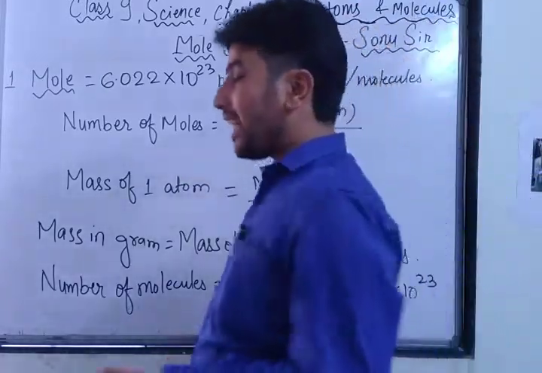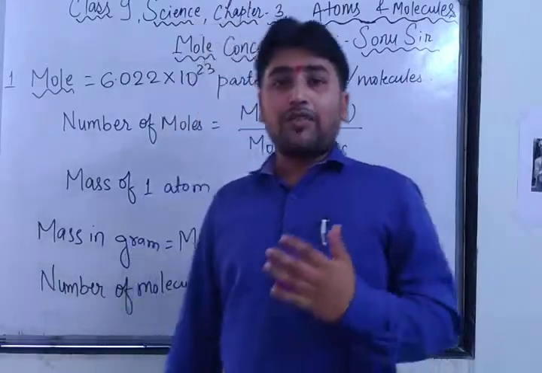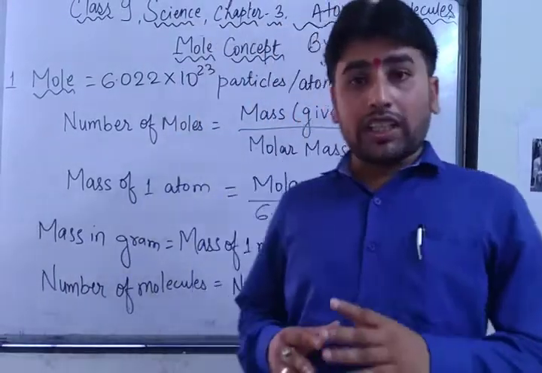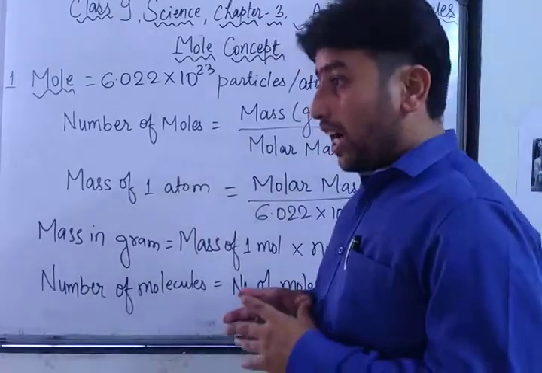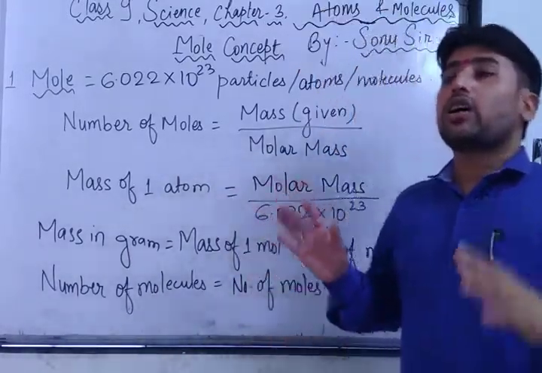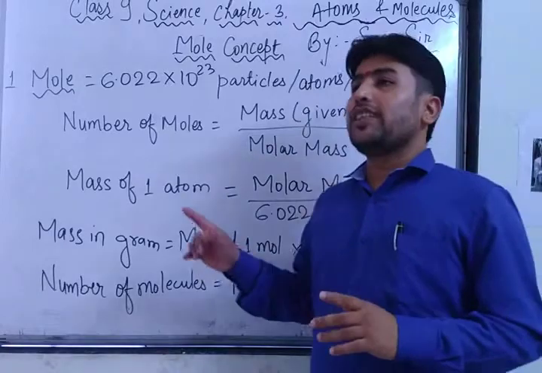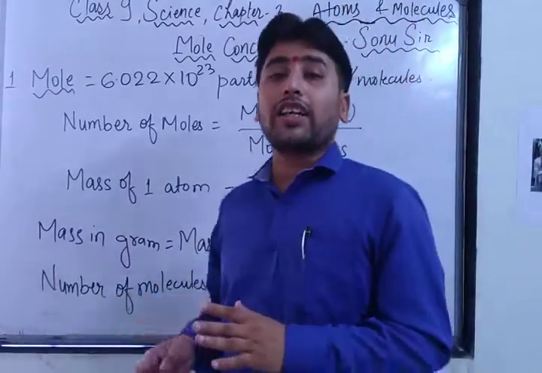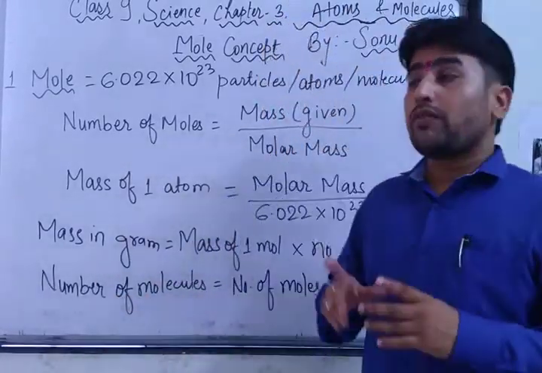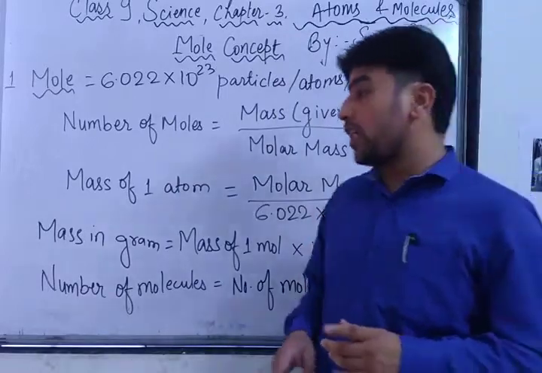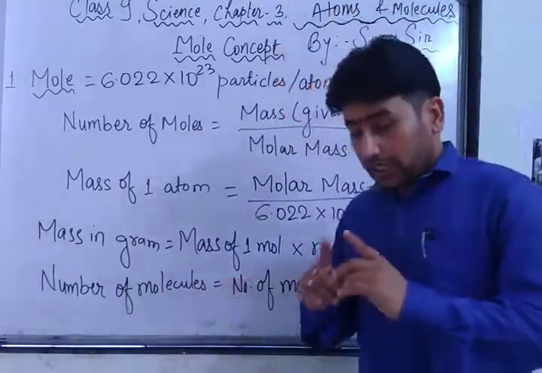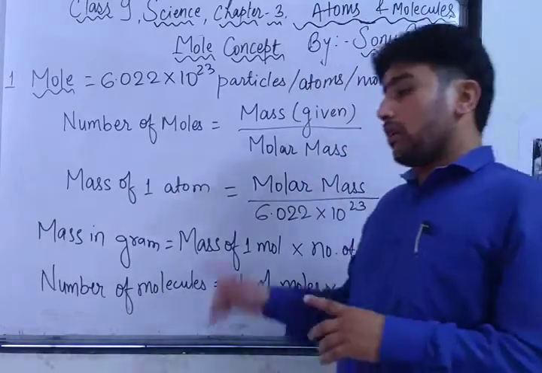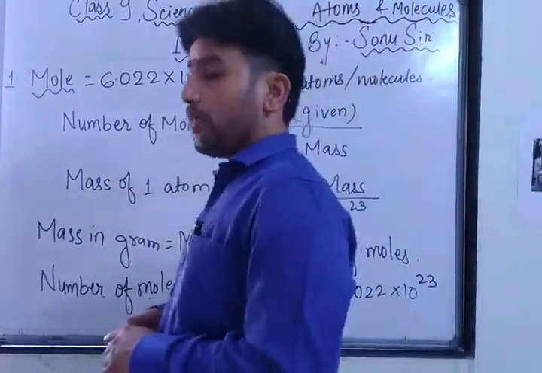Calcium, scandium, titanium, vanadium, chromium, manganese, iron, cobalt, nickel, copper, zinc. These are all the names which I have spoken right now. These are the elements from atomic number 1 to atomic number 30. You have to write all the elements' names in your notebook, with atomic number, symbol and mass.